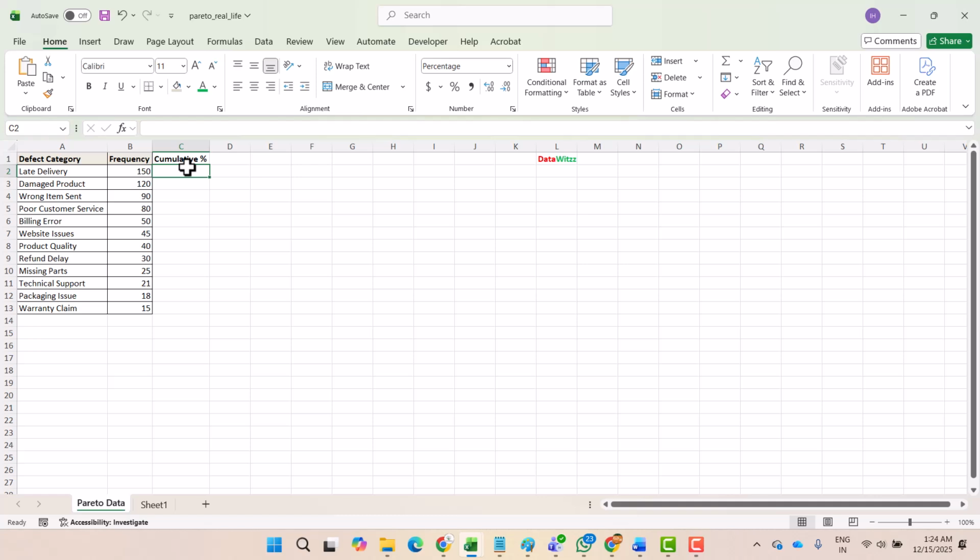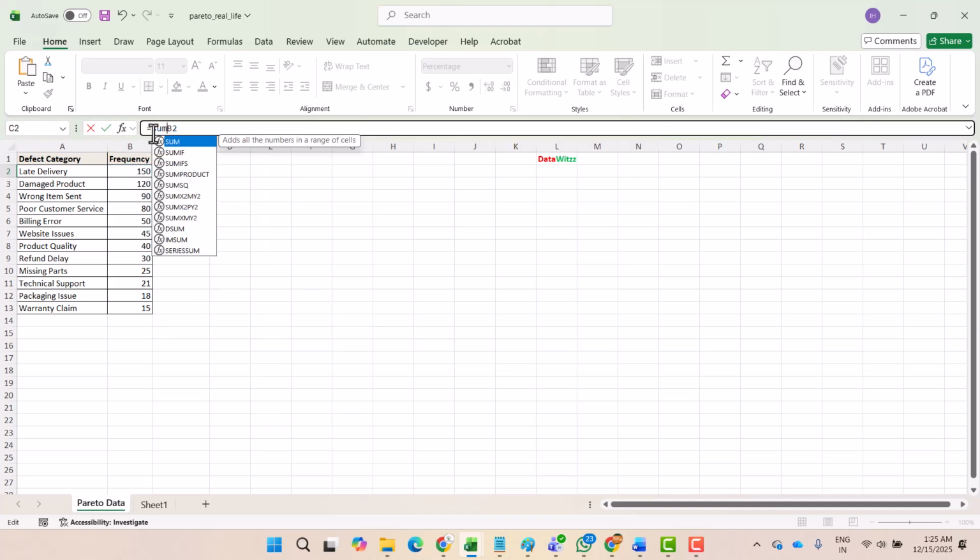There are two different ways of creating a Pareto chart. The first is the traditional method, in which we create one more column here. That would be a cumulative one, a cumulative percentage. So this 150 divided by the sum of the total numbers, and the next 150 plus 20, then divided by the sum of the total numbers. So we will create a small formula.